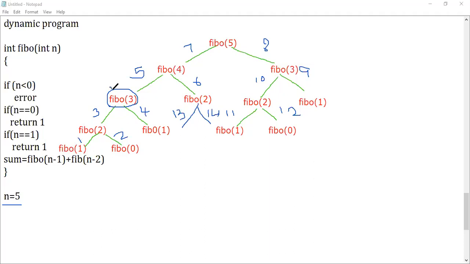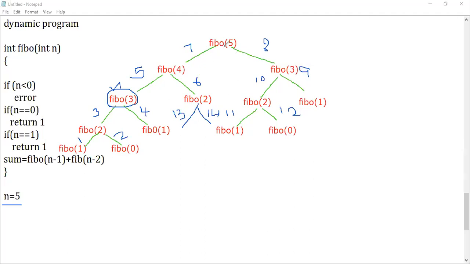So we know the calculated value of 3. But even then, the second time when it comes across Fibo of 3, it starts calculating from scratch. So what happened? Waste of time, right? We already know Fibo of 3. The reason behind it is we didn't store it anywhere. Since we didn't store it anywhere, we are supposed to work again from scratch. So this is a waste of time.